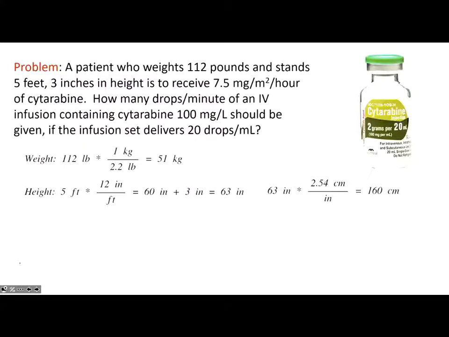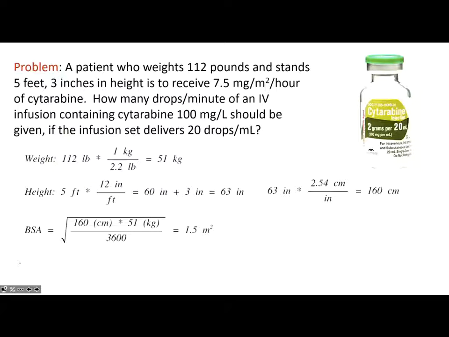Great, I've got the weight in kilograms and the height in centimeters. Remember the formula? All I've got to do is take the height in centimeters times the weight in kilograms, divided by 3,600, and then do what? Don't forget to take the square root of that. So the height times the weight, kilograms and centimeters, divided by 3,600. Take the square root of that, and you get the body surface area in units of meters squared.